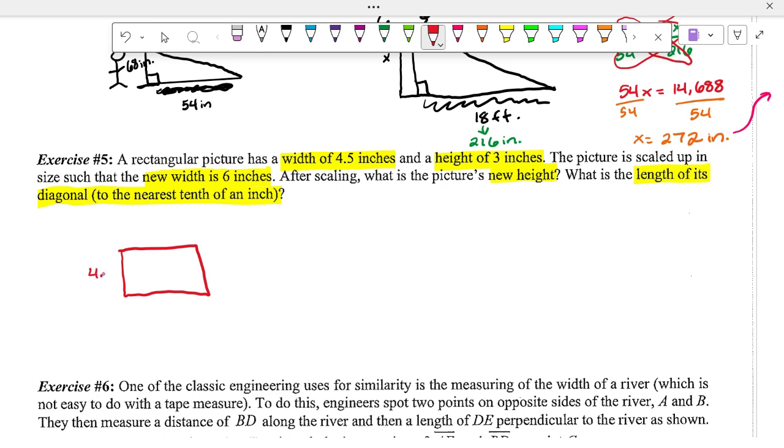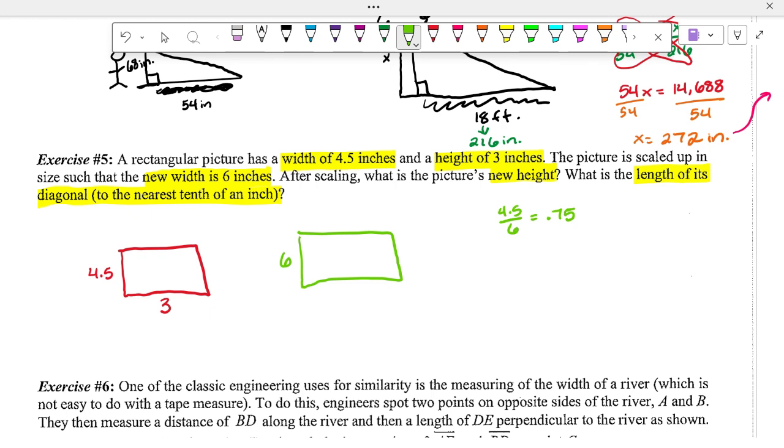So the width is 4.5, the height is 3. And yes, I know I did not draw that to scale, but it's okay. Now, they scaled it up so that the new width is 6 inches. So that means that if you did 4.5 over 6, it should equal what? 0.75. In other words, 3/4. So they scaled it up by 4/3.